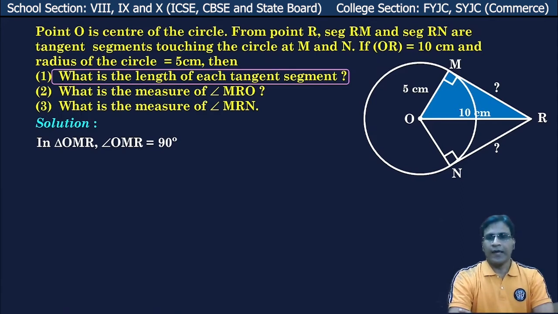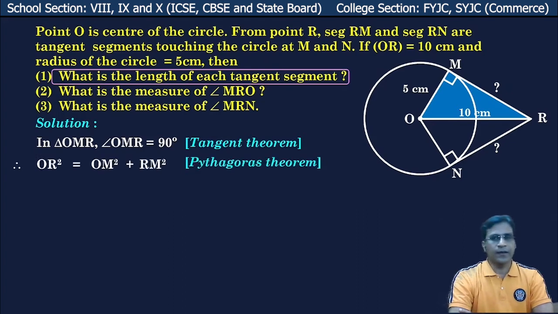So here we get OR square is equal to OM square plus MR square, and the reason is Pythagoras theorem. Let's substitute the values. Here we get 10 square is equal to 5 square plus RM square. Now what is 10 square? 100. 5 square, 25. Now when I shift 25 to the left hand side, it will give us 100 minus 25. 100 minus 25 gives us 75. So RM square, we got it as 75.